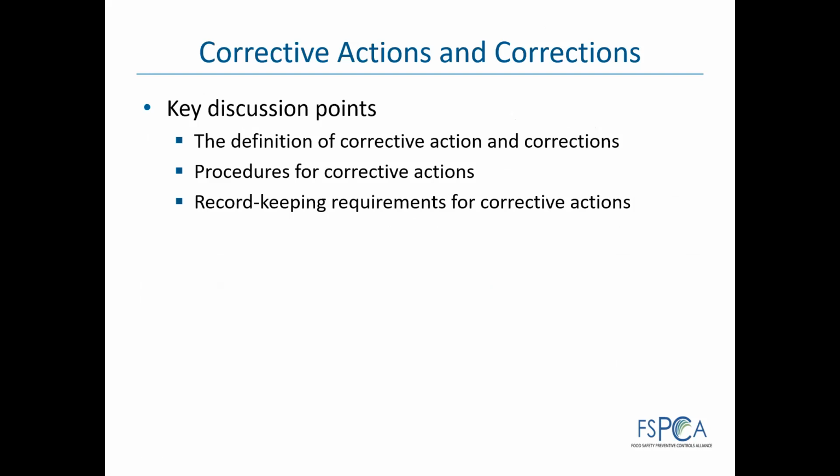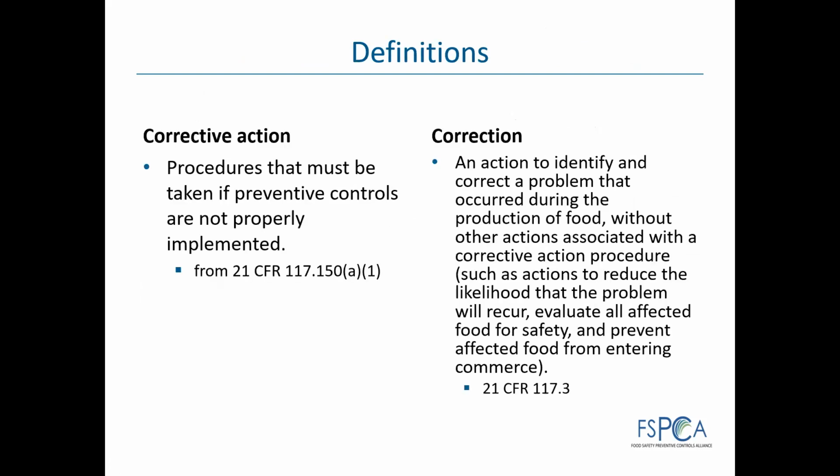So we move on to the last part, corrective actions and corrections. Here we're going to talk about the definition of corrective action, corrections, the procedure for corrective actions, and record-keeping requirements for corrective actions. First, the same thing, the definition. You can read through all of these, coming from Title 21 of the Code of Federal Regulations. So you can think about yourself, what is the major difference? Corrective action is a procedure. The keyword is procedure. Correction is an action. Both are major components of the control management system.